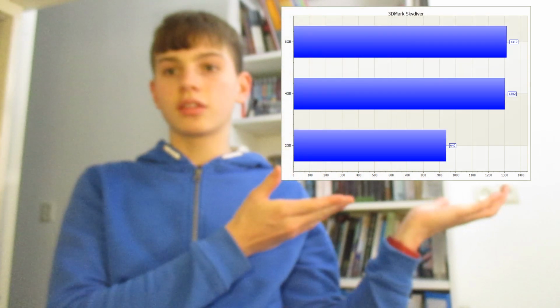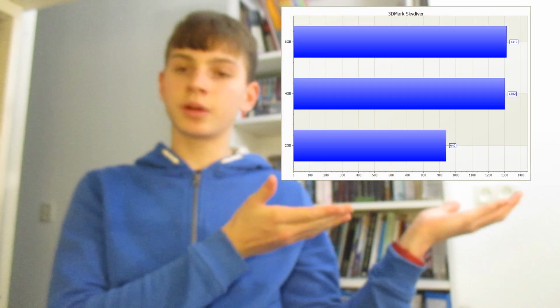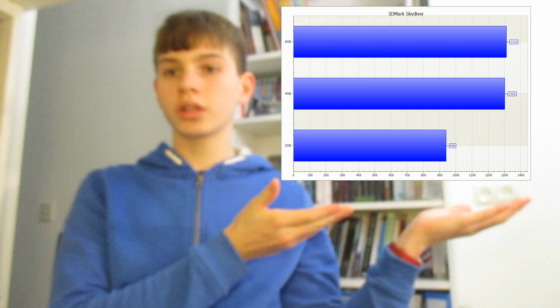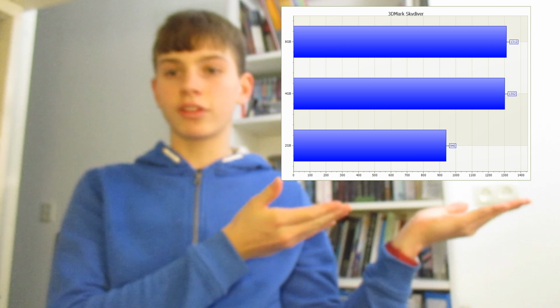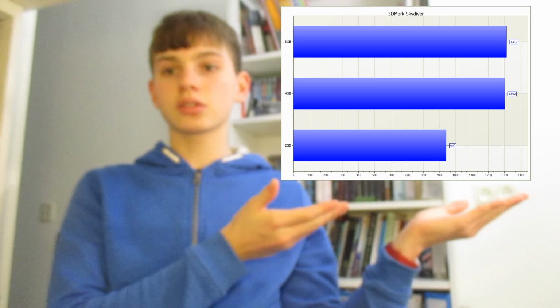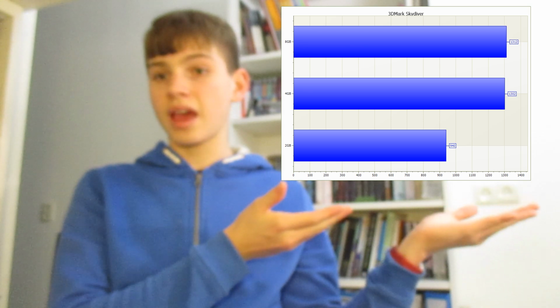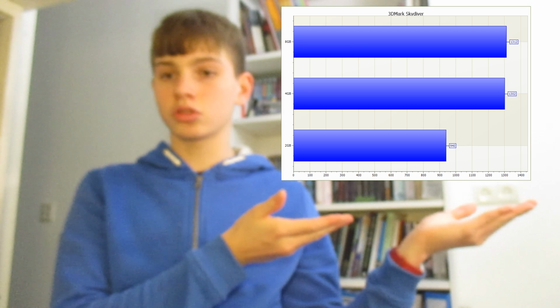With 3DMark you can see here that with 2 GB in the Sky Diver benchmark we got 940 points. With 4 GB it was 1302, and with 8 GB it was 1312. So you can obviously tell that this was only limited up to 4 GB of RAM. After that it was really just run-to-run variation. This was 1% variation. That's really not much at all.